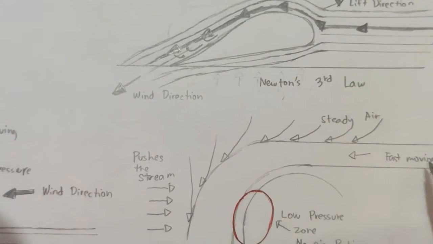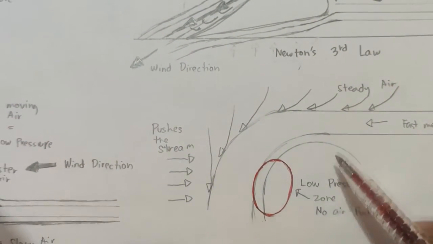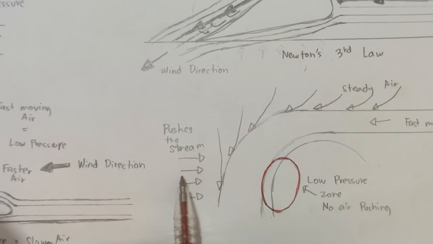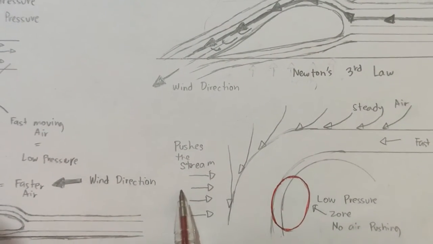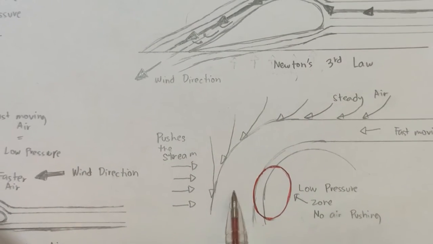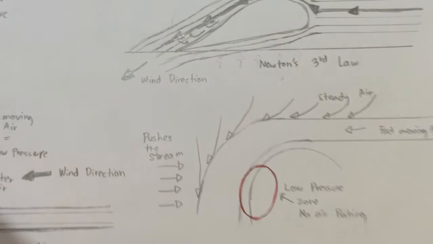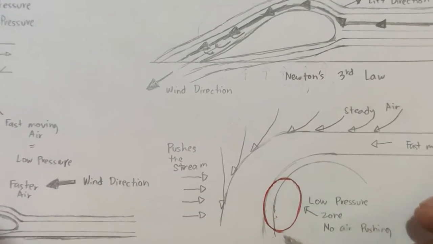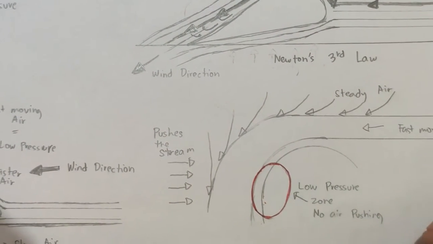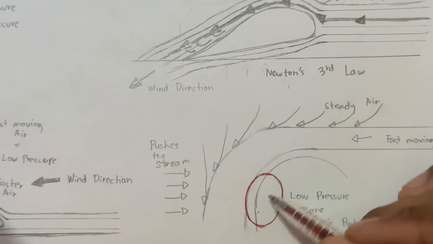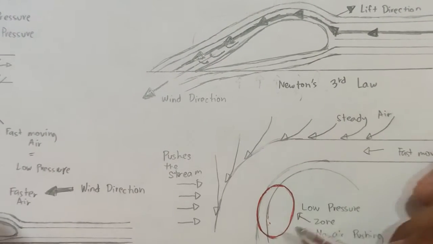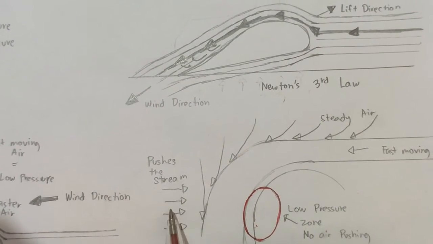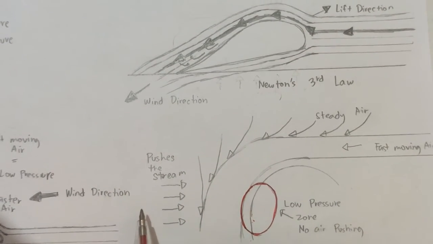Therefore, when fast moving air passes through this convex shape, the steady air around it tends to push the stream inwards, following the shape of the convex. There is no air to pull around here, therefore low pressure, then high pressure here. Then the steady air pushes the stream inwards.